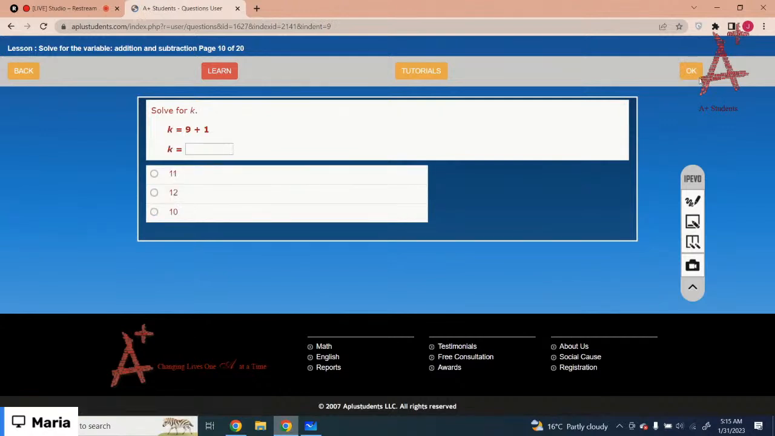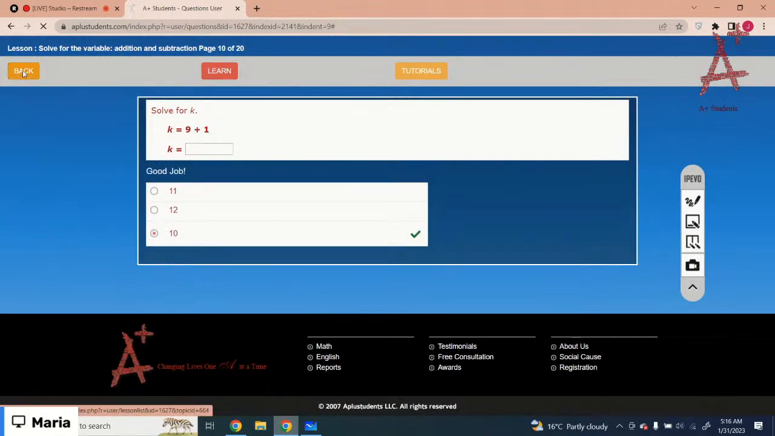Okay, the next one is k equals 9 plus 1. So yes, it is 10. Okay, you can complete the test by yourself later today. Let me just move on to the next lesson.